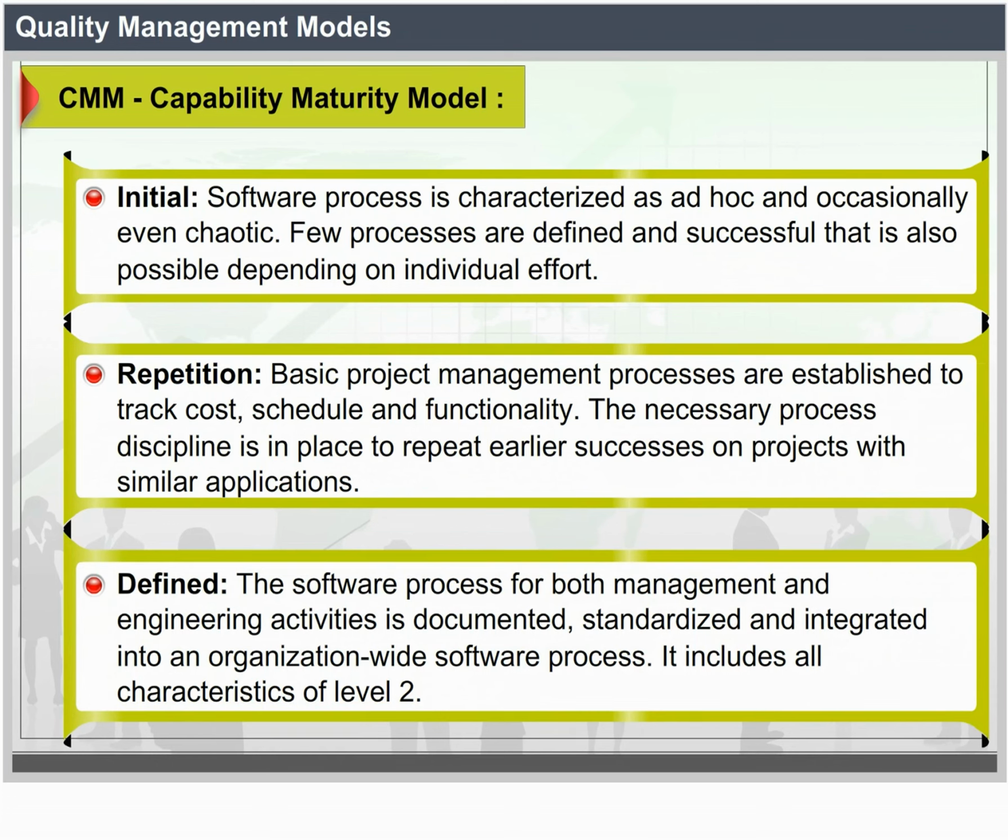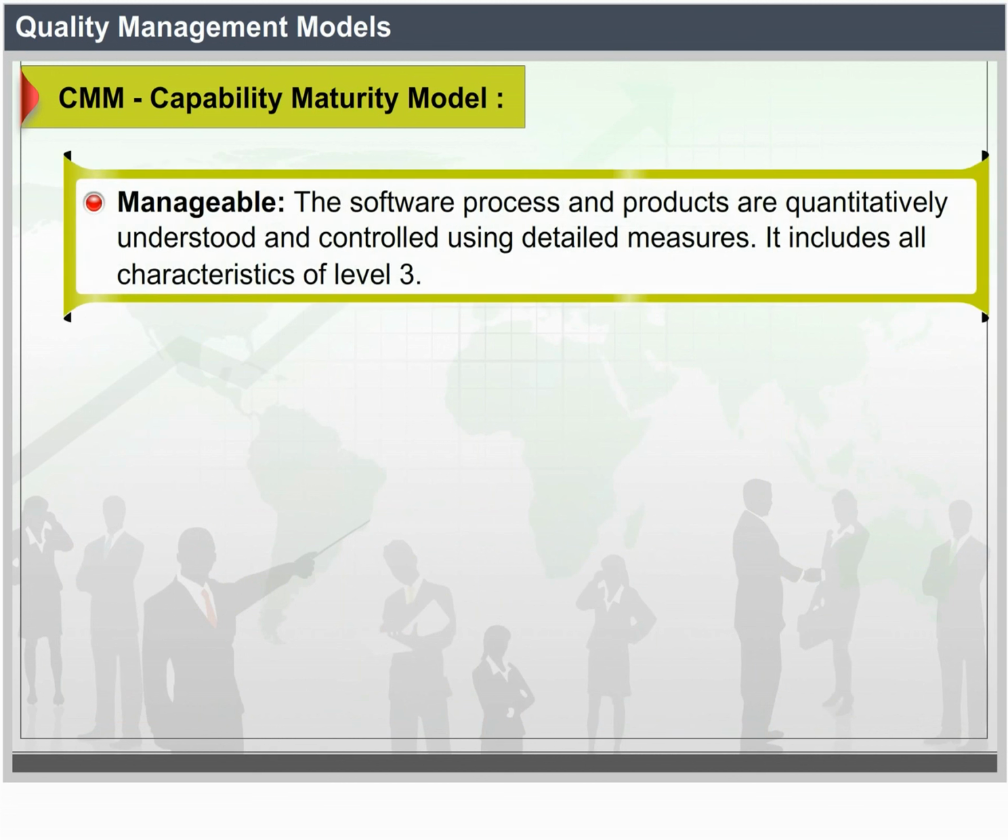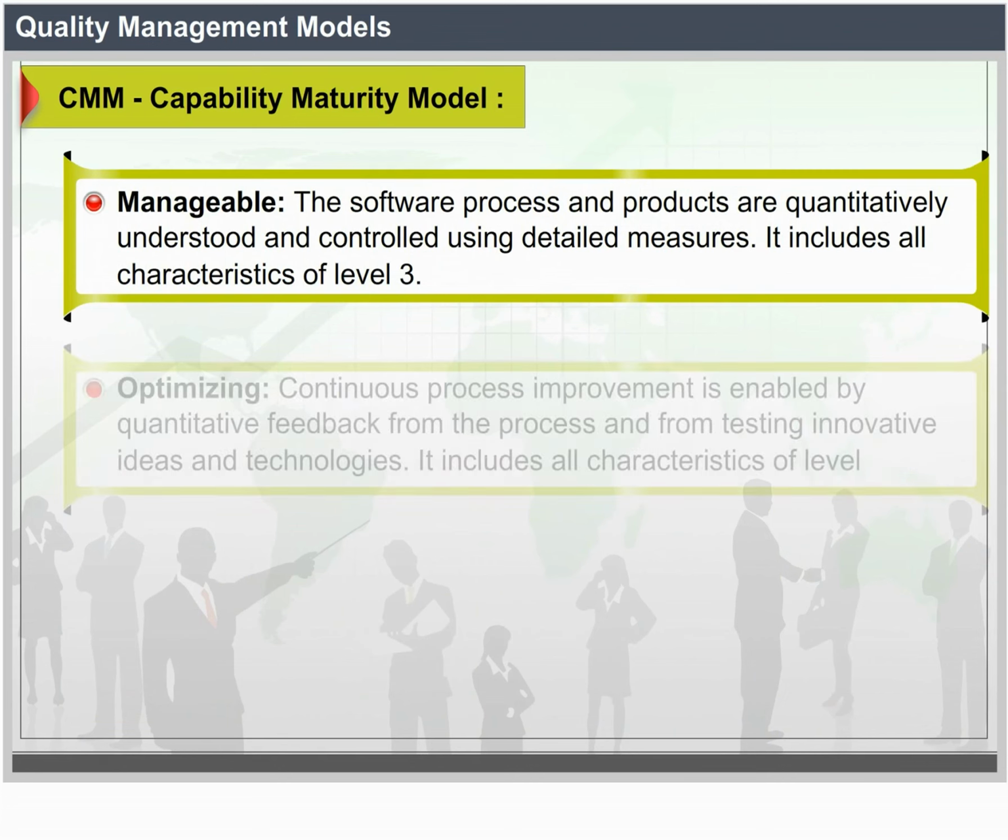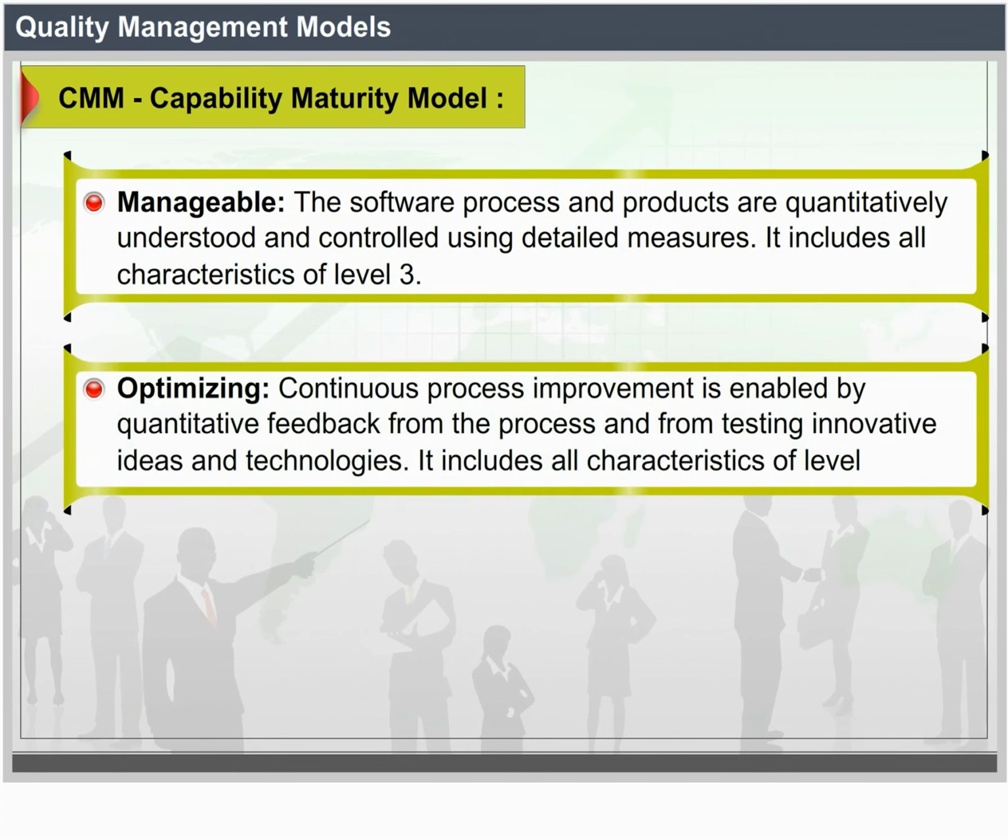Managed: the software process and products are quantitatively understood and controlled using detailed measures. It includes all characteristics of Level 3. Optimizing: continuous process improvement is enabled by quantitative feedback from the process and from testing innovative ideas and technologies. It includes all characteristics of Level 4.